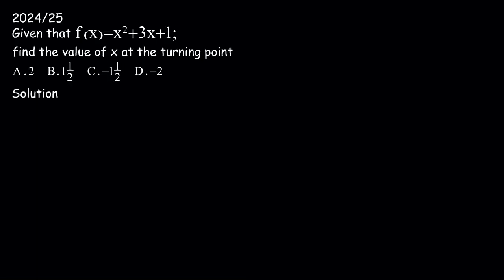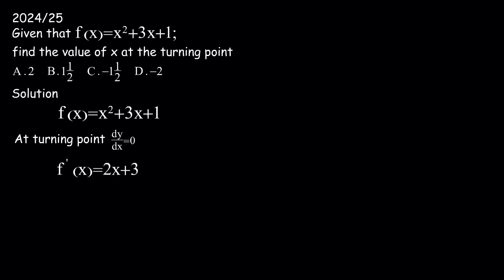Our next example says that given that f of x equals x squared plus 3x plus 1, find the value of x at the turning point. The first thing is to write down our equation, f of x is equal to x squared plus 3x plus 1. Now at our turning point, dy/dx is equal to 0, or f prime of x is equal to 0. So differentiating our equation, f prime of x, or dy/dx, is equal to 2x plus 3. Now recall that dy/dx equals 0 at a turning point, so we are going to substitute 0 for dy/dx.